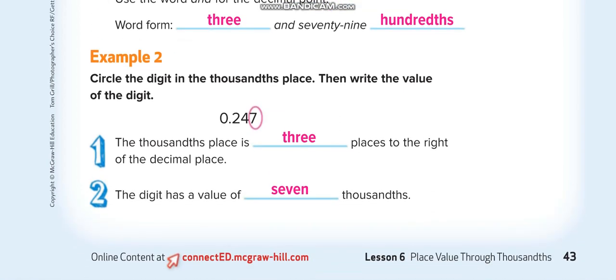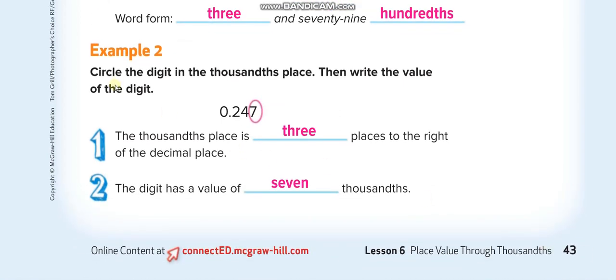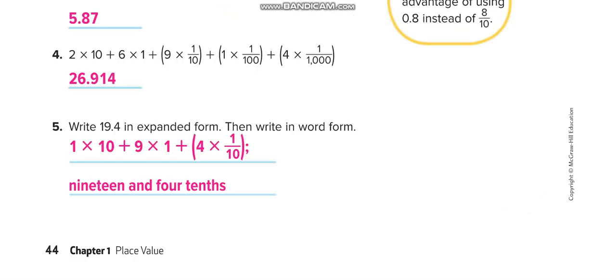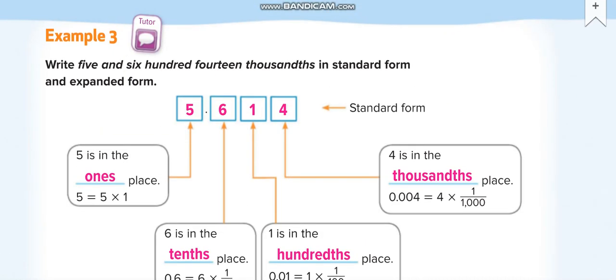Oh, we have another example on the same page. They are saying circle the digit in the thousandths place. So this is ones, we know that, then tenths, hundredths, thousandths. So the thousandths place is 3 places to the right of the decimal, 3 places to the right of the decimal. And what is the digit? 7, 7 thousandths. Okay, next one, page 44.